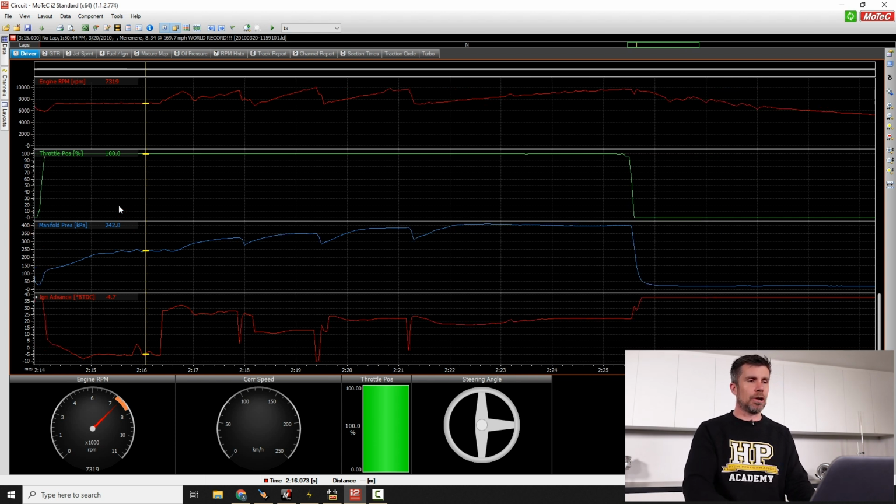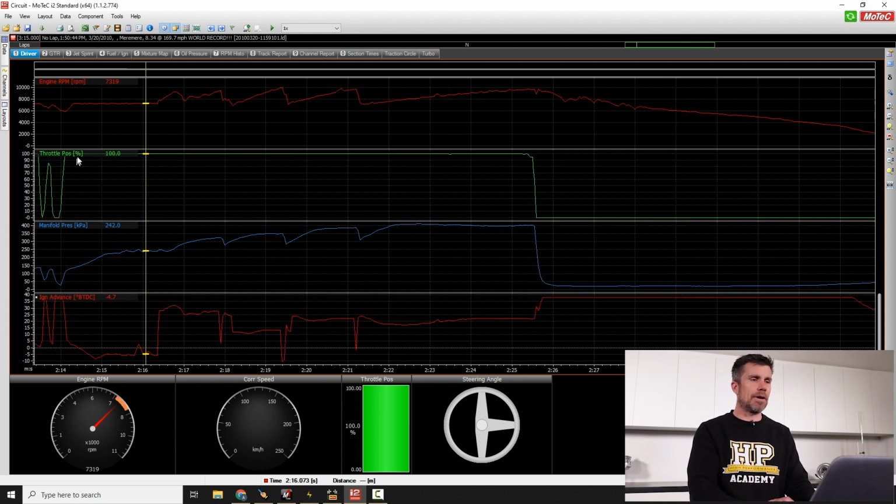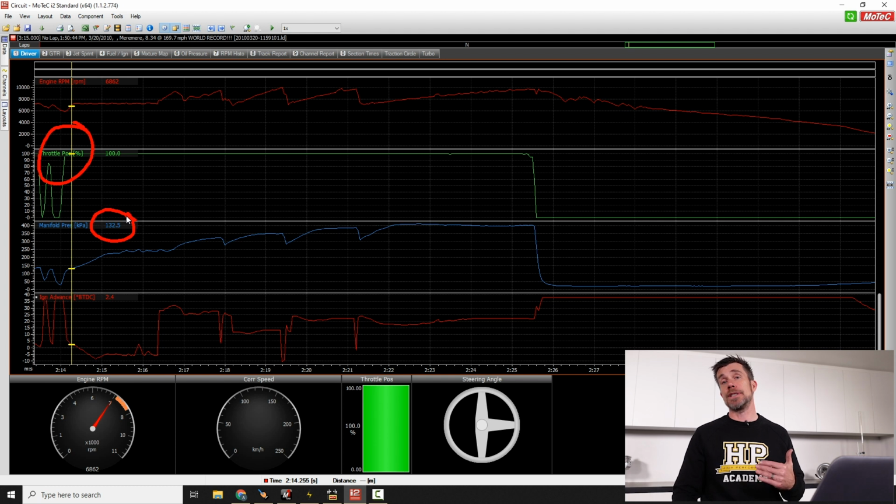Actually, if we zoom out a little bit and we look at the point where the driver has first gone to full throttle, around about this point here, we can see that we've got very little boost. This is absolute boost pressure. So we've only got about 30 kPa of positive boost, even though we're already at 6,800 RPM at that point.